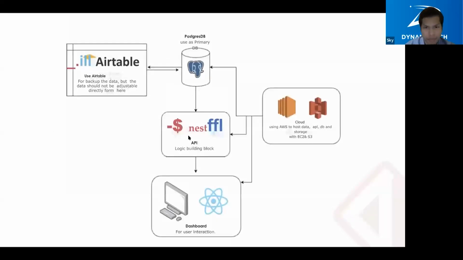we can move next. This diagram, or maybe flow chart, is just an example. How do we build an example project? We need AWS as the cloud, React Native as the front end, the Postgres database, and Airtable. Okay, just an example. We can move it back when we finish.